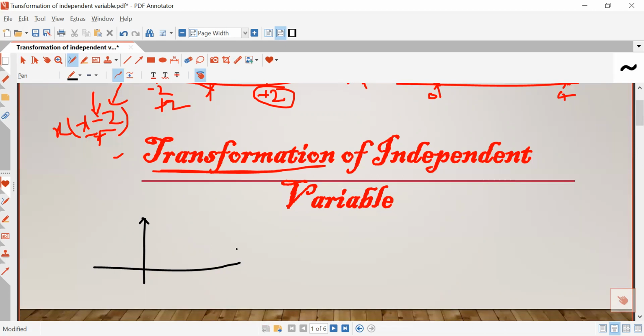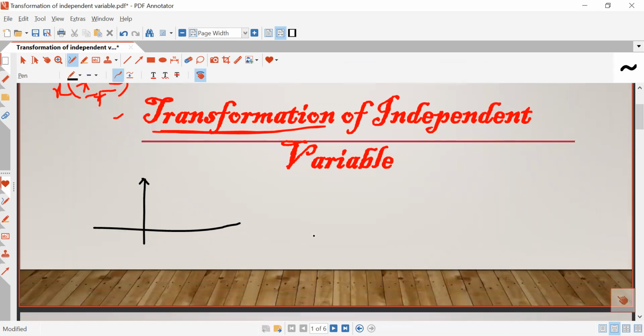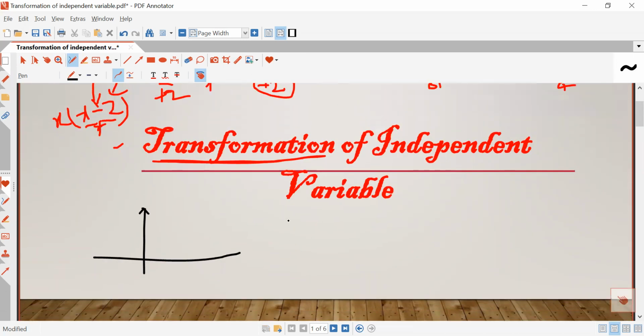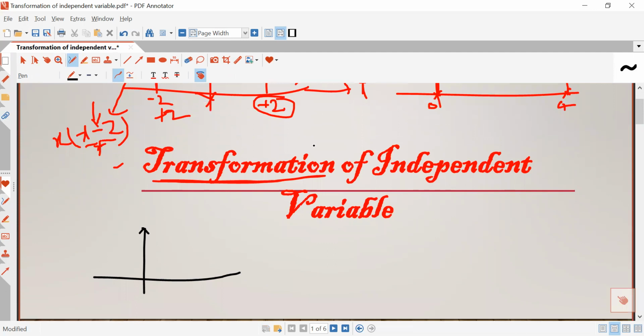So this is all about the transformation of the independent variable. And in the next lecture, I will discuss some numerical examples on this to understand these transformation phenomena and to make them clearer.